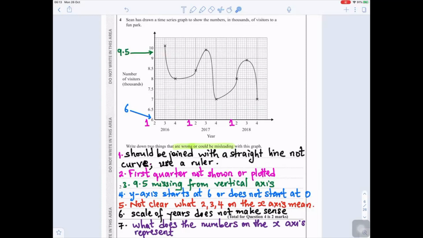The fourth thing, the y-axis starts at 6 and does not start at 0. If you look at the y-axis, it starts at 6 instead of 0. That's one reason.